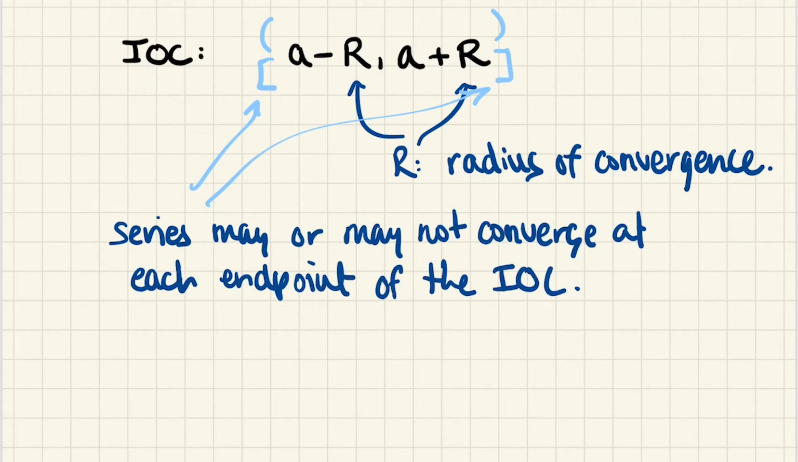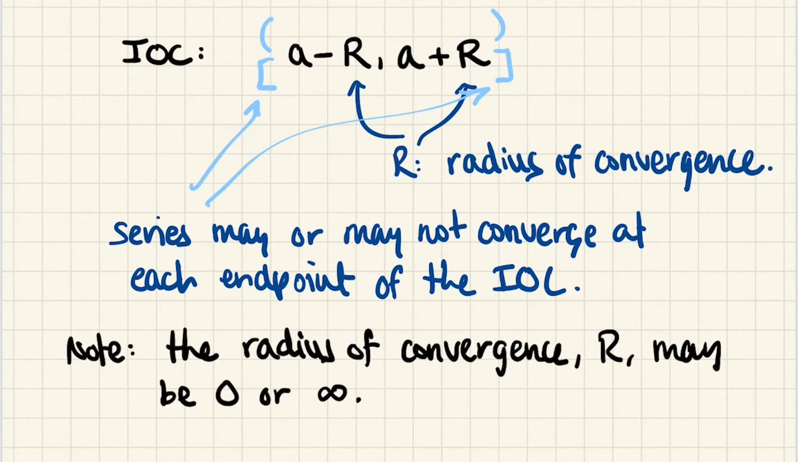And one more comment here. The radius of convergence can be 0 or infinity. When the radius of convergence is 0, then the corresponding power series will only converge for the single point at the center, which makes that particular power series not very interesting. When r is equal to infinity, then your interval of convergence is all real numbers, and then your power series will converge for every x value.